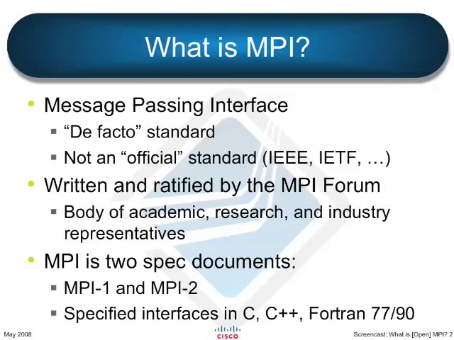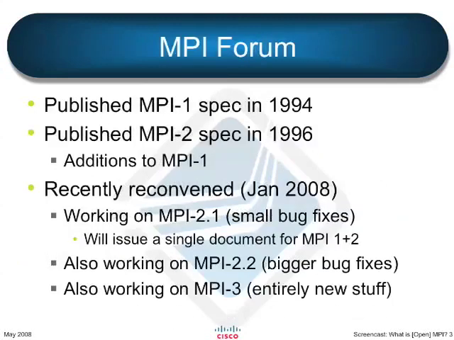Now, the MPI spec is actually two documents. There's MPI 1 and MPI 2, and these two documents specify interfaces in four different languages: C, C++, Fortran 77, and Fortran 90. Now, the MPI Forum published the MPI 1 spec in 1994, and then another spec, MPI 2, in 1996. And it's important to note that MPI 2 is really, for the most part, additions on top of MPI 1. So it didn't replace MPI 1. You have to take MPI 1 and MPI 2 in their entirety to understand the complete MPI specification.